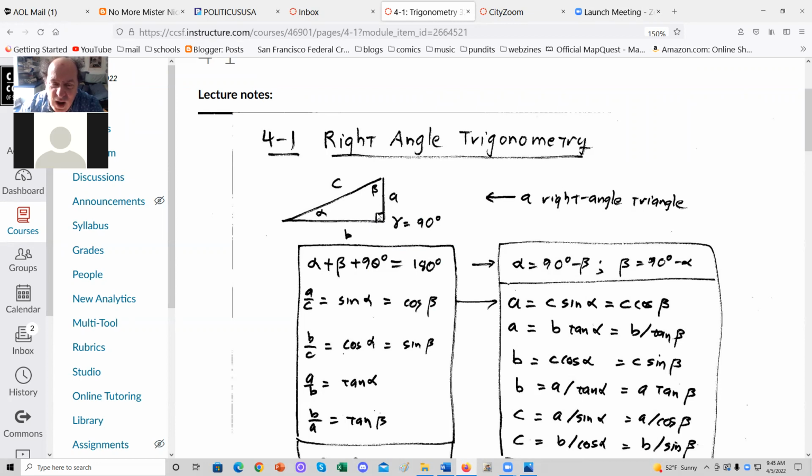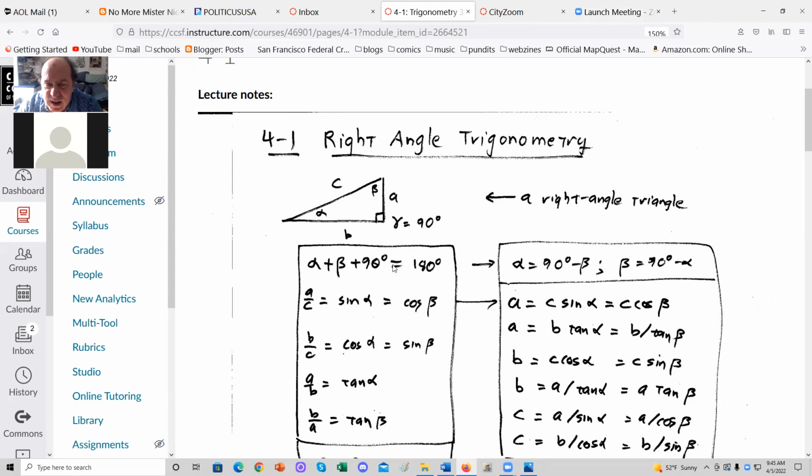Now, given a triangle, there will be 6 numbers characterizing it. The sides A, B, and C, and the angles alpha, beta, and gamma. In this case, gamma is 90 degrees. And it's traditional to use Greek letters for angles because the Greeks did a whole lot of work on it. So there we are.